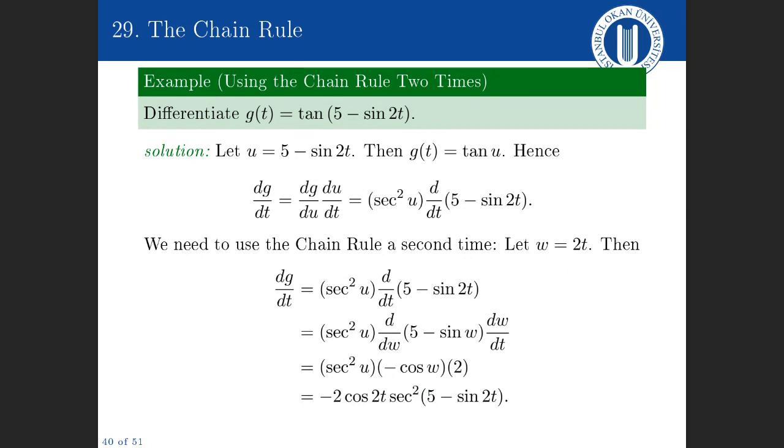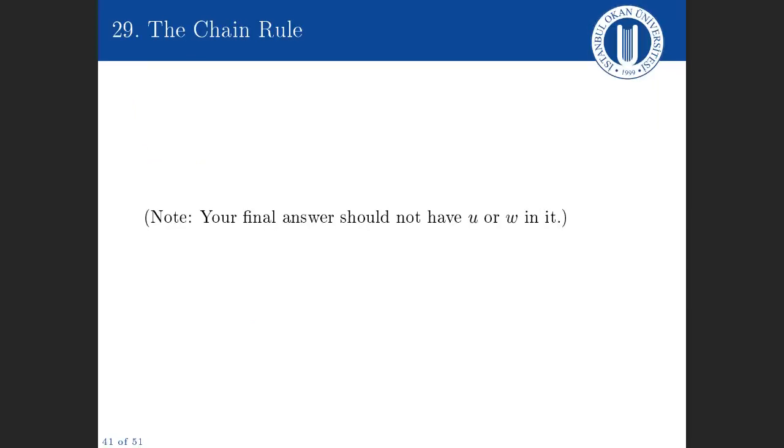Simplify our answer and we get minus 2 cos 2t sec squared 5 minus sine 2t. The question started with just g and t, so our final answer should just be in g and t. Your final answer should not have a u or a w in it. We should just have the variables that we started with.